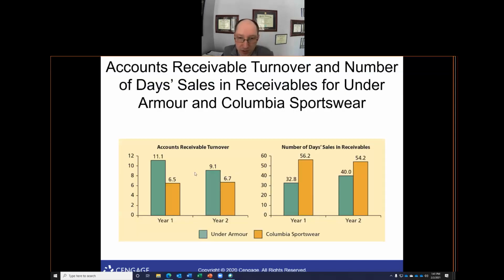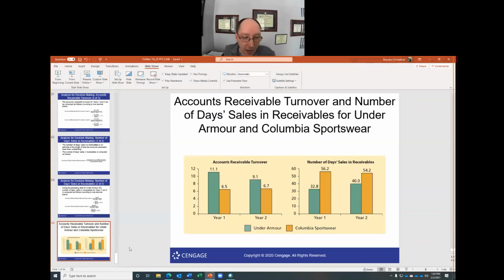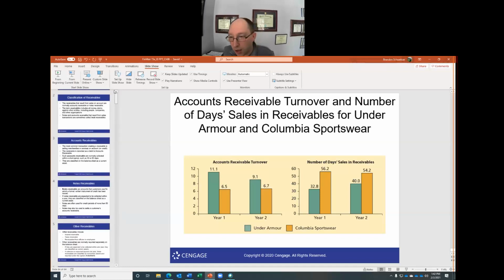This is a nice graphical representation of comparing it from year to year for the company. And there we are. That is the end of receivables. Are there any questions at all on receivables?